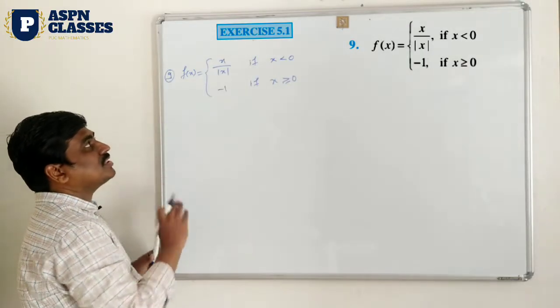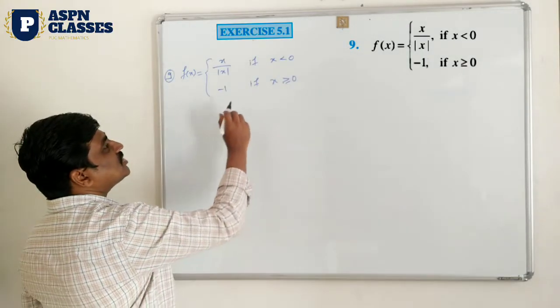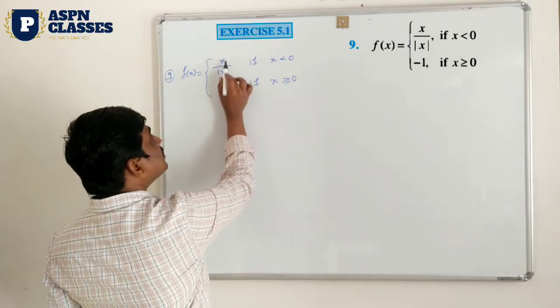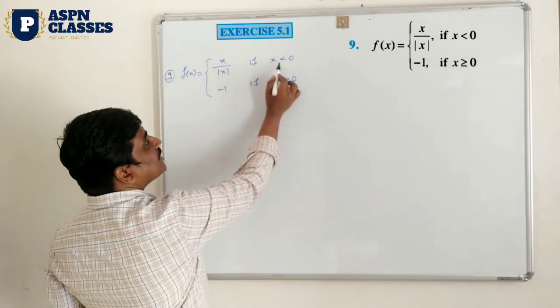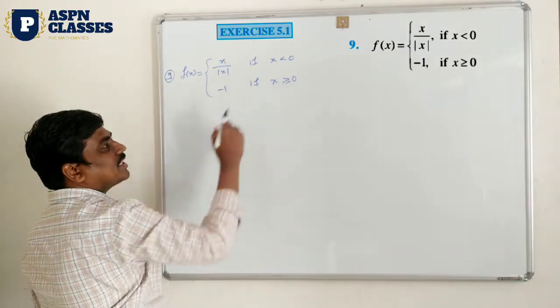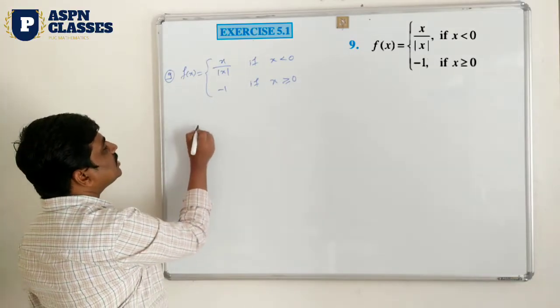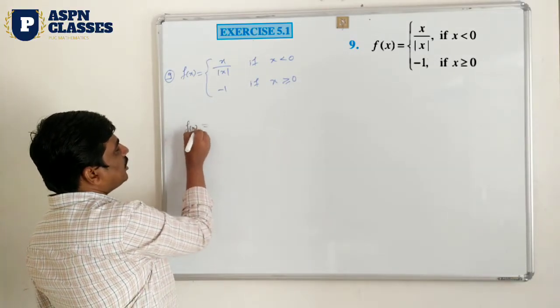So the ninth question, observe here. This is also the same type, but there are changes in this place. It is x divided by modulus of x if x is less than 0, and minus 1 if x is greater than or equal to 0. This function also you have to write in this format.